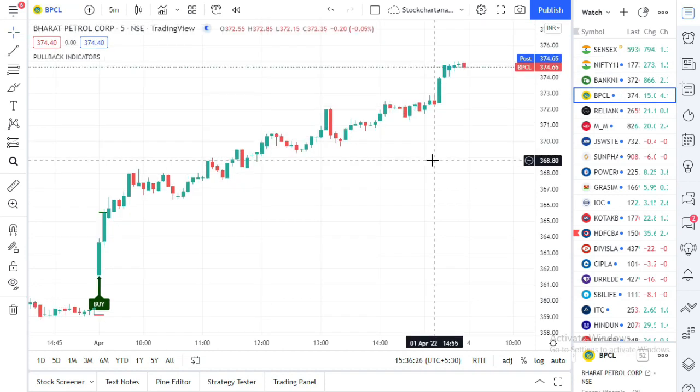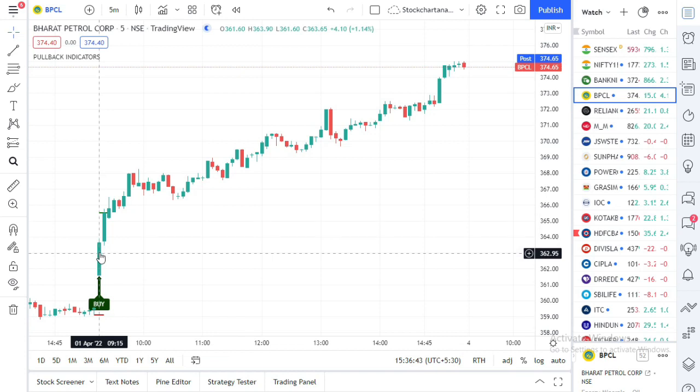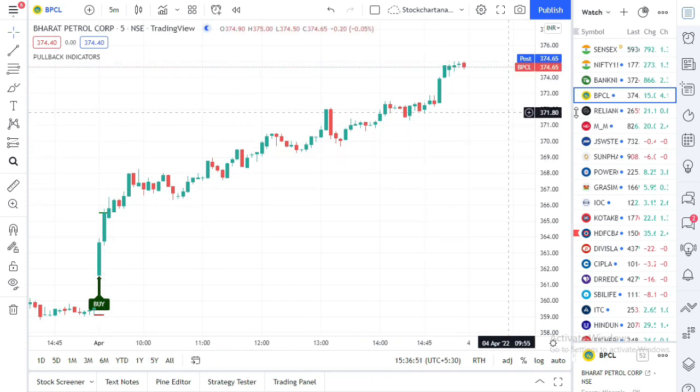This is a BPCL chart. Earlier when we used Heikin-Ashi candles, our time frame was 3 minutes. From now on, since we are using general candlesticks, for stocks also we will use the 5-minute time frame. In BPCL, we got a buy signal here in the morning, and the next candle has also given us the confirmation, and you can see there was a very big move in BPCL.